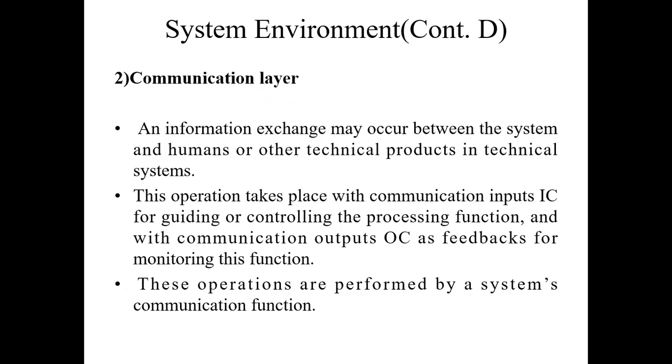What is the communication layer? Communication layer means humans have to communicate with others, like the system has to communicate with the user. An information exchange may occur between systems and humans, or system to systems, or technical products in technical systems. So this operation takes place with the communication input IC guiding and controlling the processing function, and with the communication outputs as feedback for monitoring this function. These operations are performed by the system communication function.